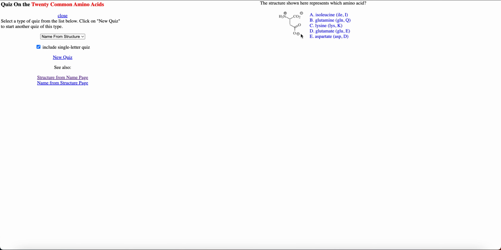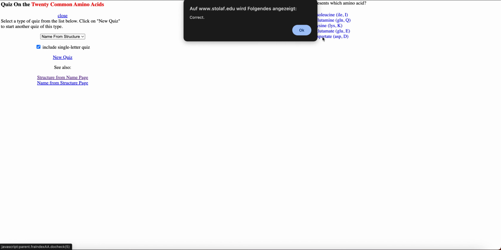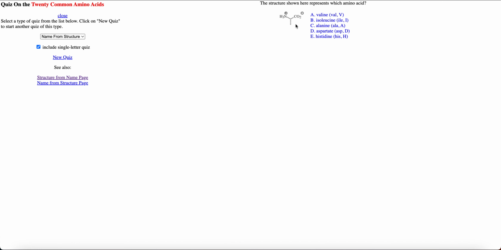This is a carboxylic group because it's COOH, so it's acid. And it's not long, so it's not glutamate, but I think it's aspartate. And remember, it's D. Correct. Here it's very tiny, but there is another carbon. This is a CH3, so it's not glycine, but it's alanine. Yes, correct.